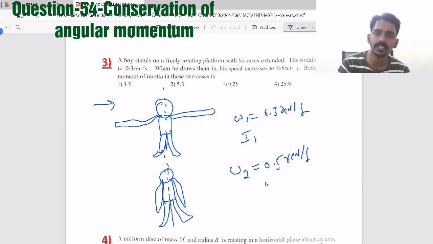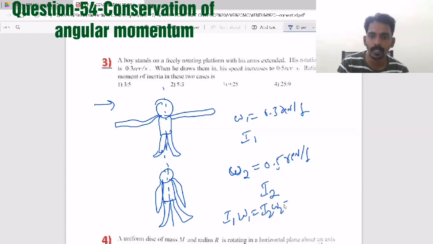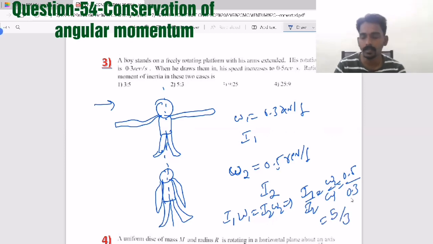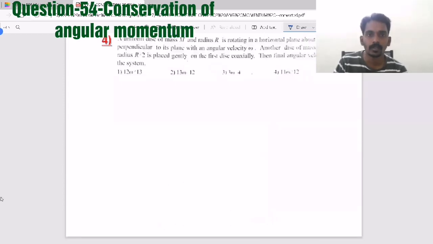As moment of inertia decreases, omega should increase according to conservation of angular momentum. That's why here omega increased. Now the new moment of inertia you consider I2. Then I1 omega 1 equal to I2 omega 2 implies I1 by I2 equal to omega 2 by omega 1, where omega 2 is 0.5, omega 1 is 0.3, so the ratio will become 5 by 3. Now similarly, one more question.